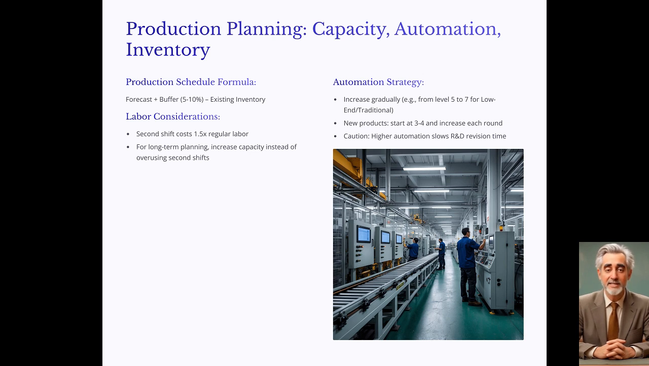Now that you've forecasted sales, it's time to plan production. Step 1. Start with your forecast number. Step 2. Add a safety margin of 5% to 10%, especially if you're growing fast. Step 3. Subtract any existing inventory. Step 4. Set production schedule equals forecast plus buffer minus inventory.